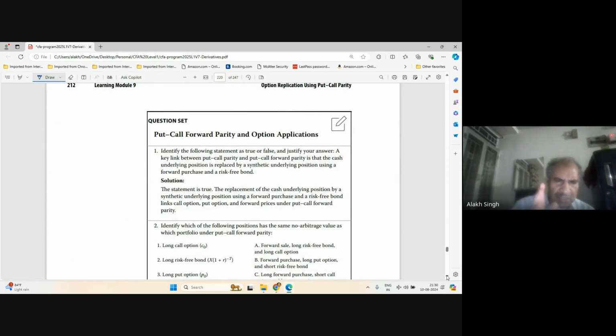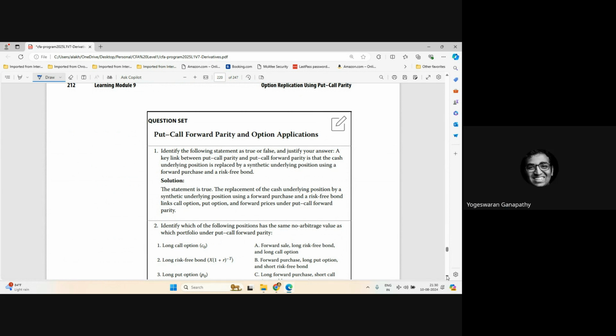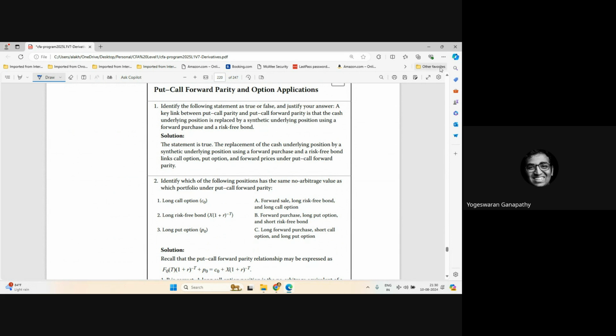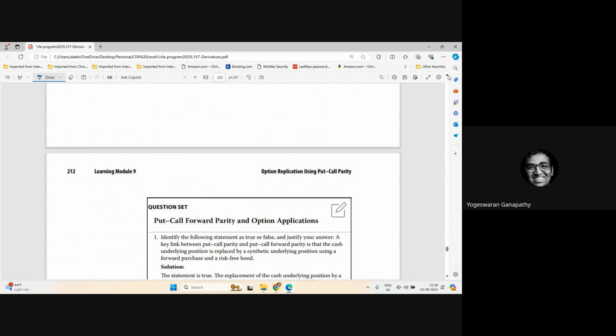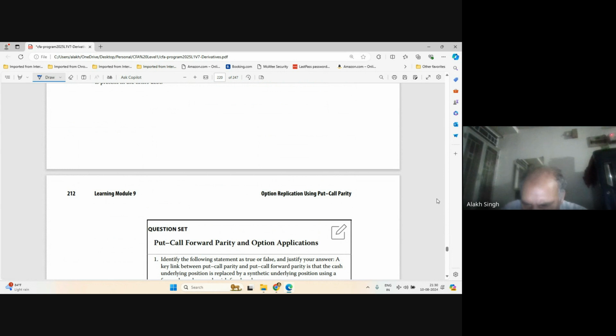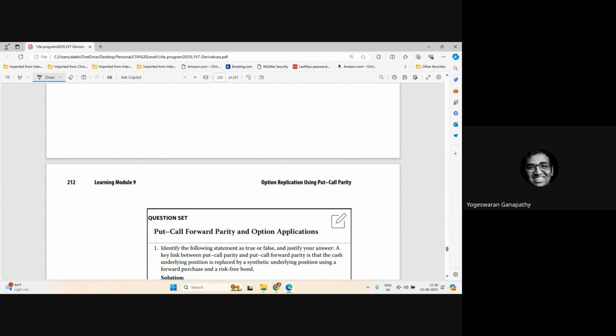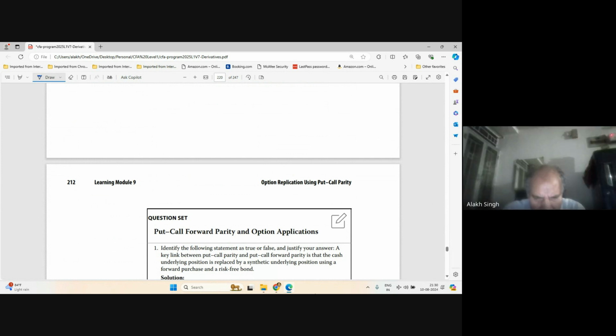Okay, let's solve this question and then we will solve the beginning question. Identify the following as true or false. The key link between put-call parity and put-call-forward parity is that the cash underlying position is replaced by a synthetic underlying position using a forward purchase and a risk-free bond. So it is true.